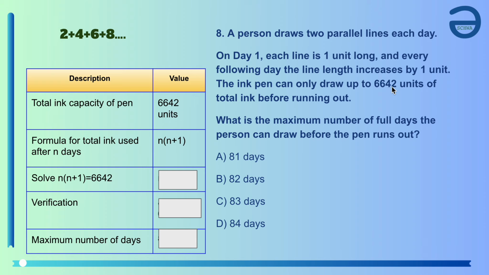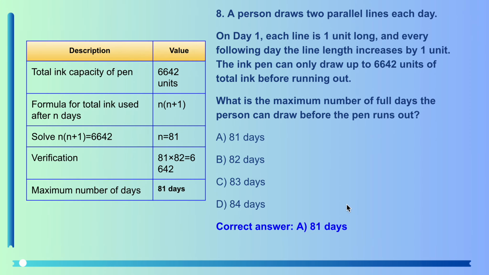So 6642 is the sum. So two numbers multiplied when they are consecutive, like they're one next to the other, they should give you 6642. For example, we can try 81 into 82, which is the 81 and its next number, or 82 into 83, or 83 into 84, and 84 into 85. Which one gives 6642? Let's see. The correct answer is 81 because 81 into 82 is going to give you 6642, so the answer is 81. Let's take a look at the next question.